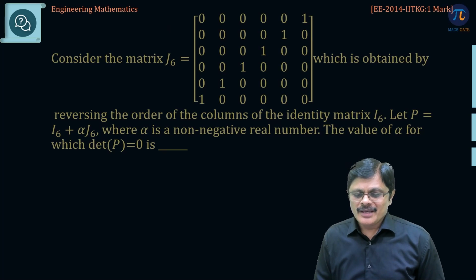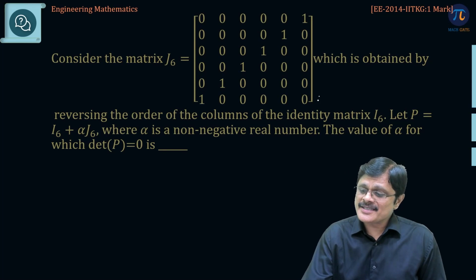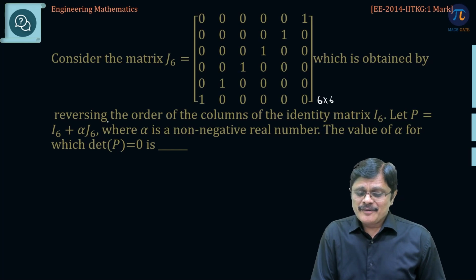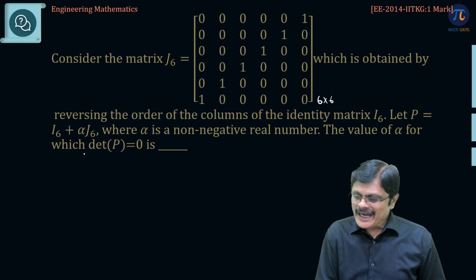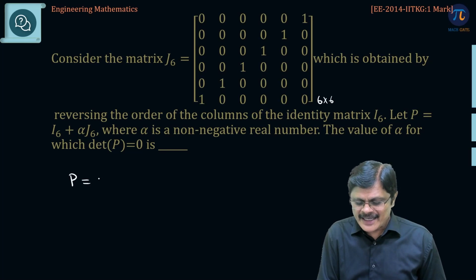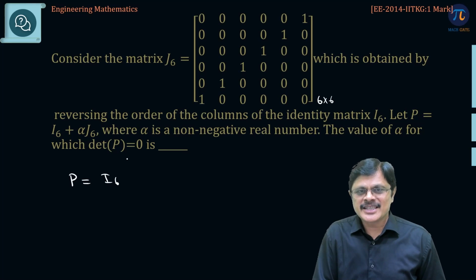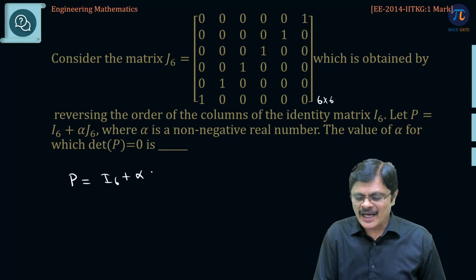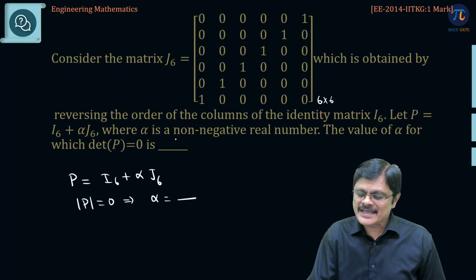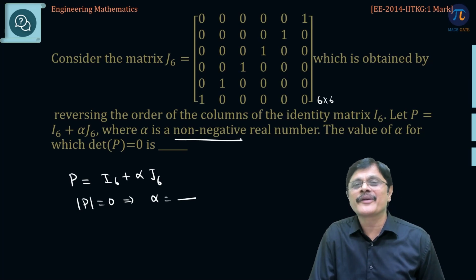Next problem, he has given a 6 by 6 matrix, J6, which is obtained by reversing the order of columns of the identity matrix. Now there is a matrix P which is defined as I6, the 6 by 6 identity matrix, plus alpha times J6. If the determinant of P is equal to 0, we need to find the alpha value, and it says that alpha is a non-negative real number.